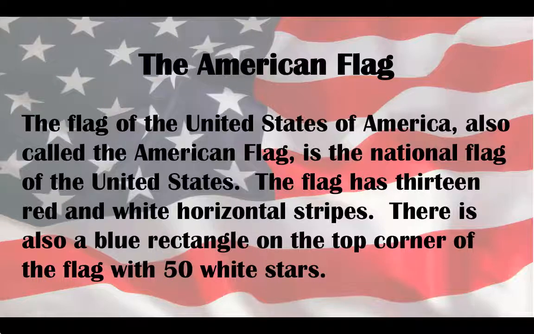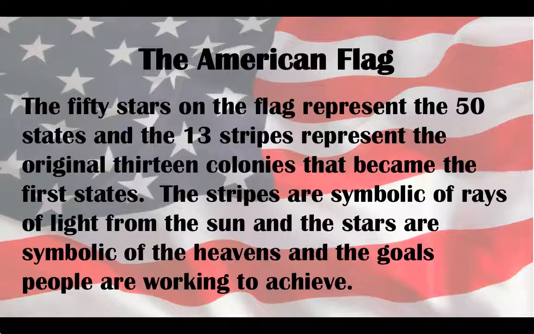The 13 red and white horizontal stripes have been a part of the flag in its entirety. The blue rectangle in the top corner of the flag has also been around since the beginning. But in its current design, the flag has 50 white stars. What do those represent? Most of us know that the stars represent the number of states. Throughout history, the number of stars would increase as states were added to the United States, and we know that the United States currently has 50 states.